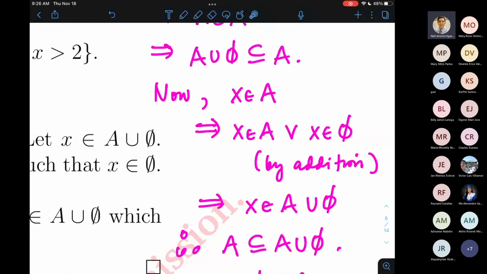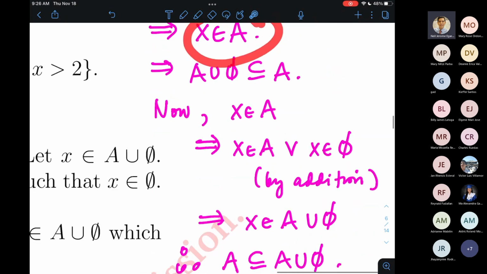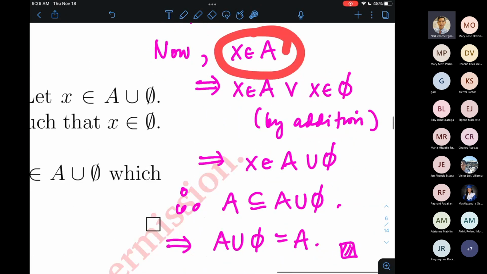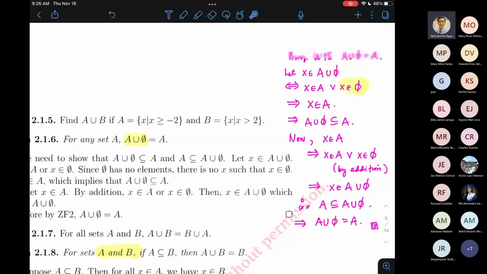So if X is an element of A union the empty set, then X is an element of A. And vice versa. If X is an element of A, then X is an element of A union the empty set. So napakita natin na X is an element of A if and only if X is an element of A union the null set. So by the axiom of extensionality, A union the empty set is equal to A. Okay? Is that clear, guys?